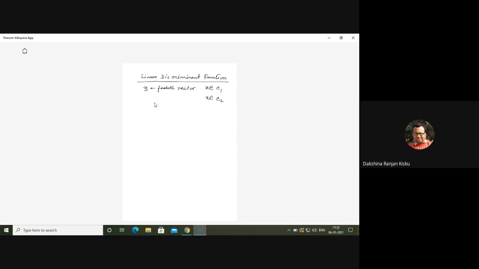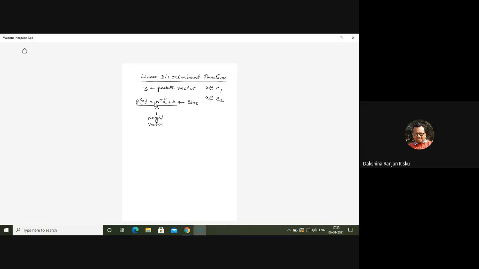Now we can write a function g(x) equals w transpose x plus b. This linear function is called the linear discriminant function. In this linear discriminant function, w transpose is known as the weight vector, x is the feature vector, and b is known as the bias.